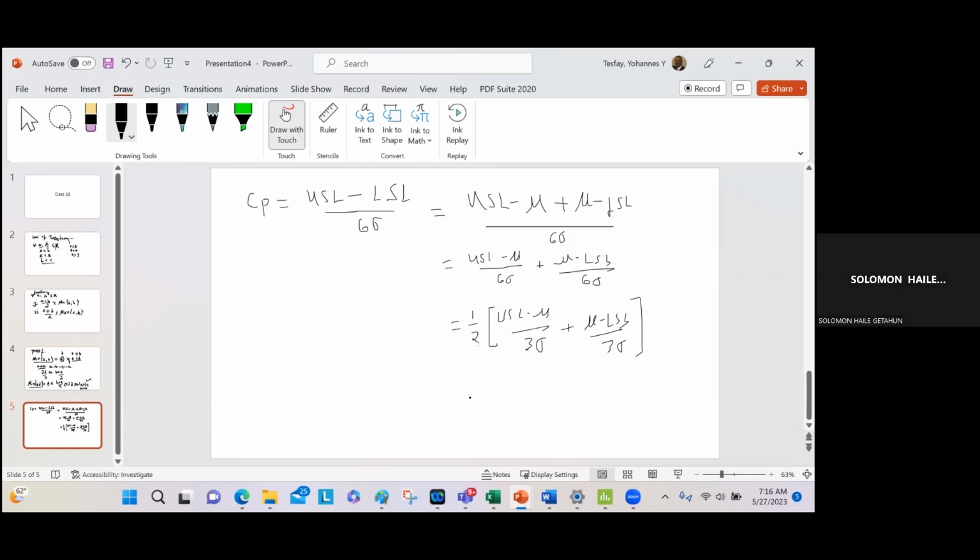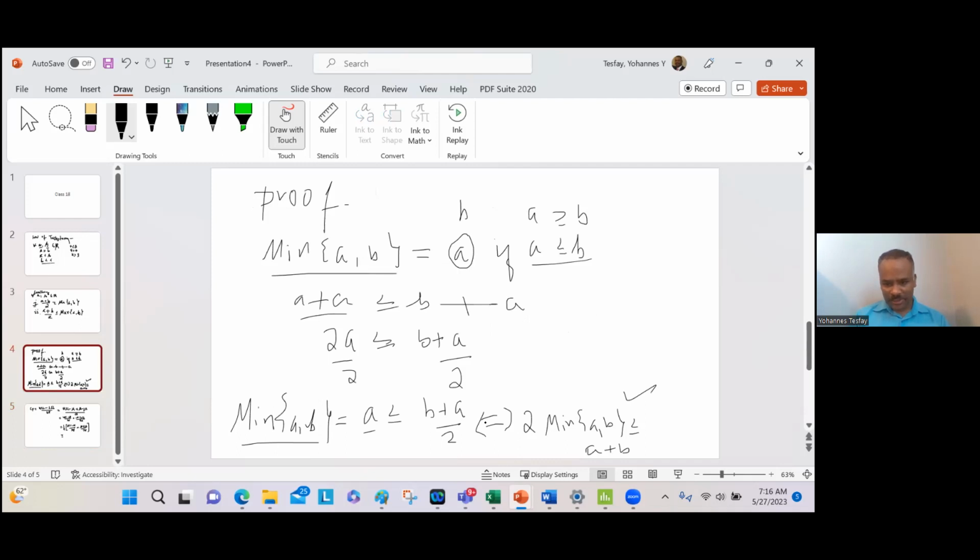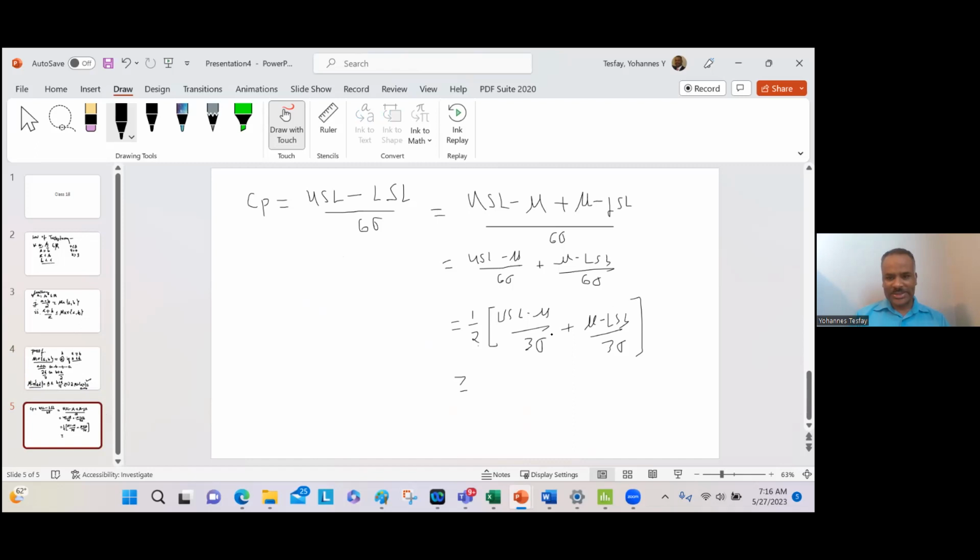Okay. So this is greater than or equal to Cp in diagonal, that is greater than or equal to half times 2 times the minimum of these two numbers: upper specification limit minus mean divided by 3 sigma, comma, mean minus lower specification limit divided by 3 sigma.